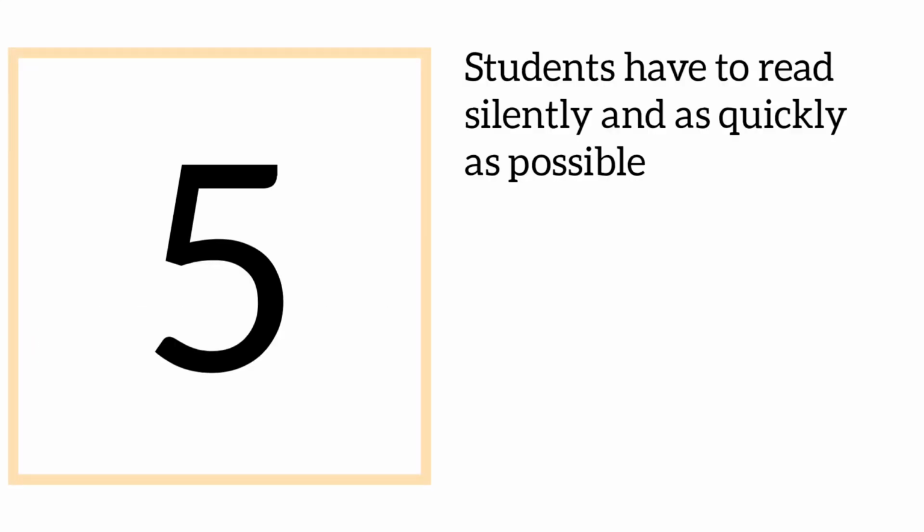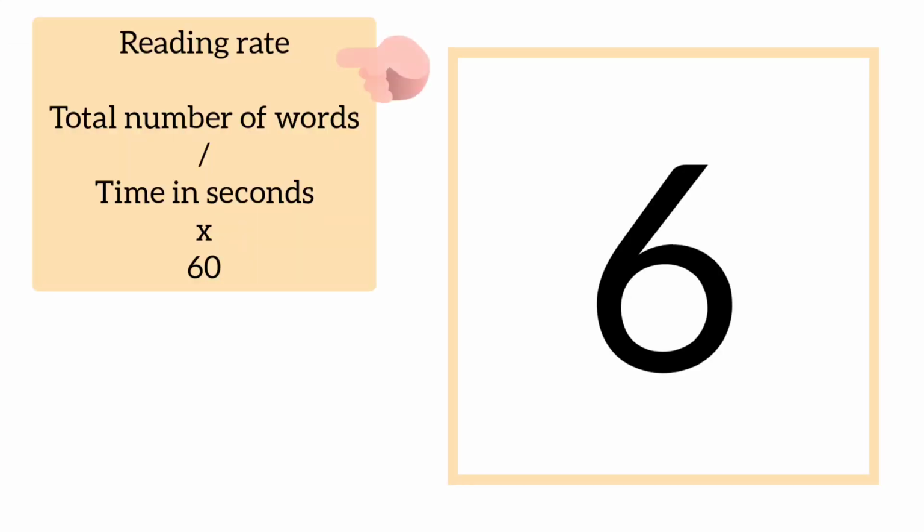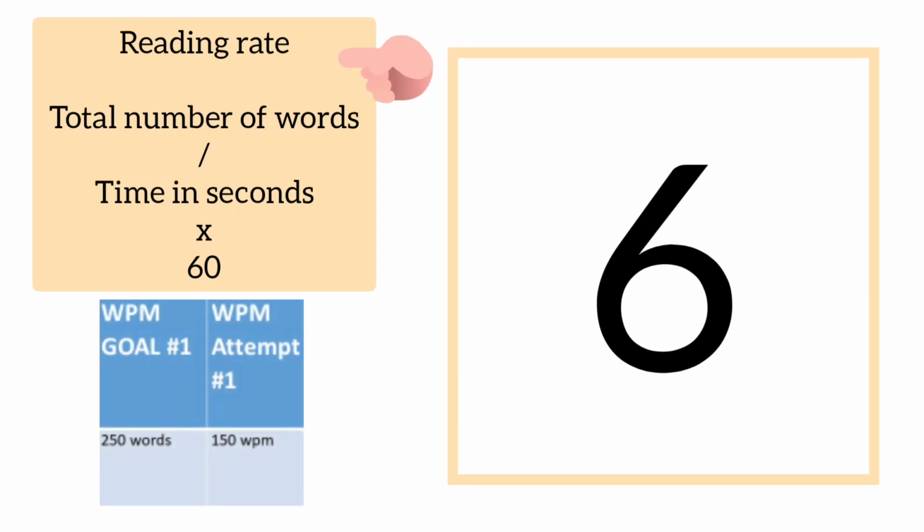Number 5, students have to read the passage silently and as quickly as possible. You can display a stopwatch for all to see or have students time themselves individually. Number 6, once finished, students record their reading rate in words per minute. Here you have an example.